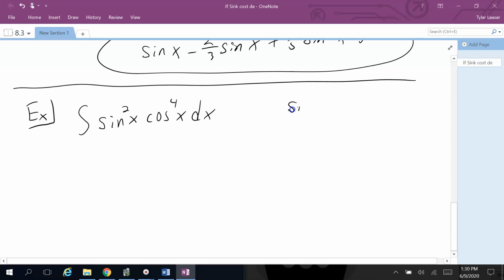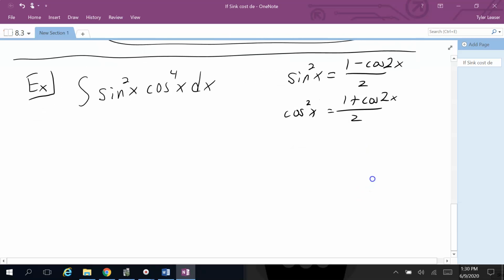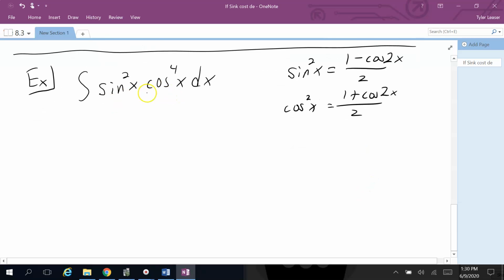So the substitutions: sine squared is 1 minus cosine 2x all over 2. Cosine squared is 1 plus cosine 2x all over 2. You're just going to have to do those substitutions pretty much right away. So this integral is going to be sine squared, which I'm going to write as 1/2 (1 minus cosine 2x), that way it's not an ugly looking fraction.